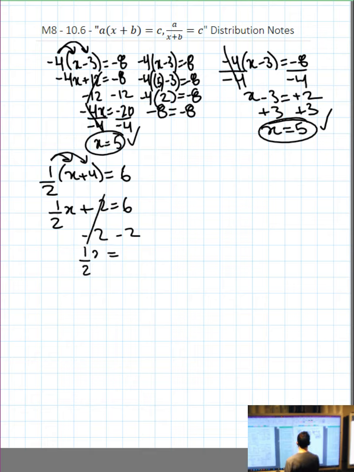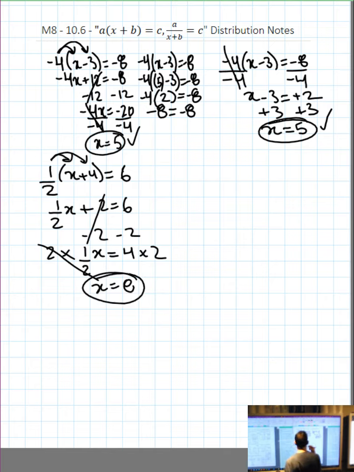We get 1 over 2x equals, on the right-hand side, 6 minus 2 is 4. Now I have a 2 on the bottom on the left-hand side. I just want to times both sides by 2. On the left-hand side, 2 over 2 is gone, is 1. Cross it off, and we'll get x equals 8.